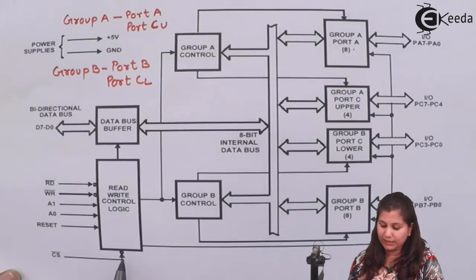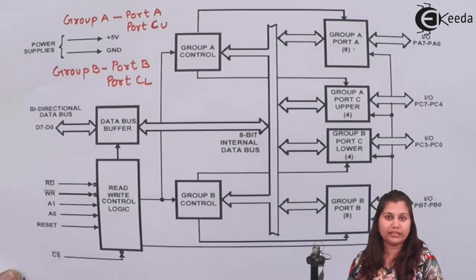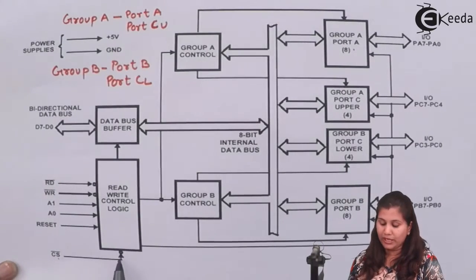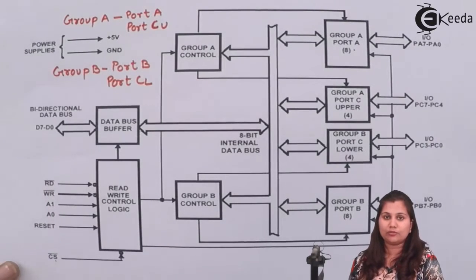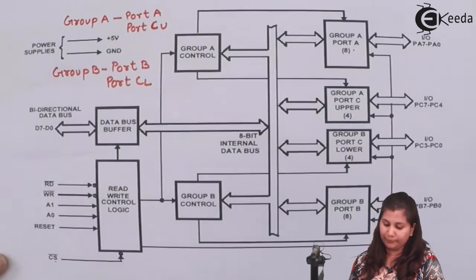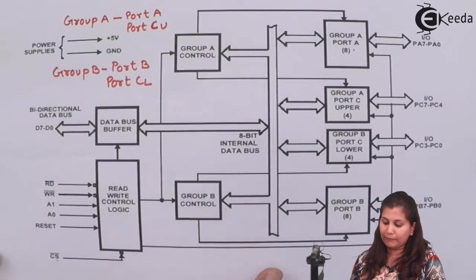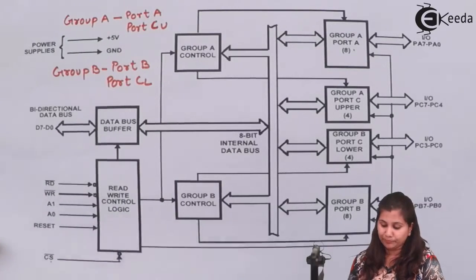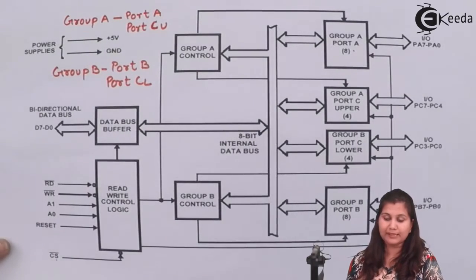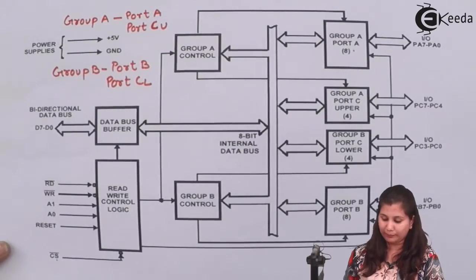Then we have the chip select signal here, which decides that if it is low, then this 8255 chip will be selected, otherwise it will not be selected. It will not allow the communication between the central processing unit and the data bus. Okay, so this is the block diagram representing all the blocks or components of 8255. Now let us study each of these components one by one.